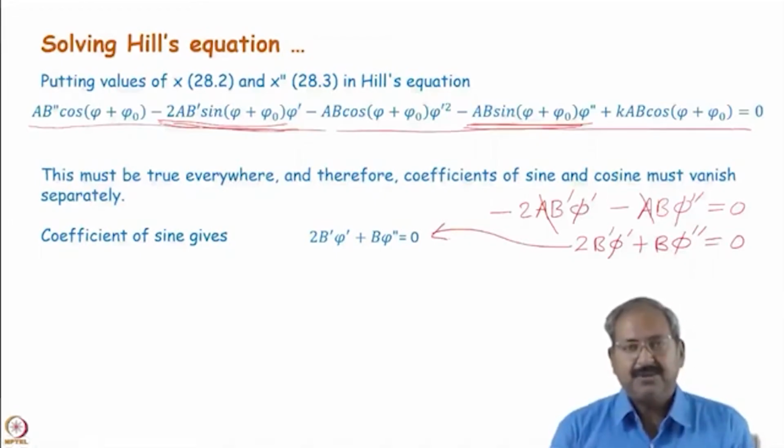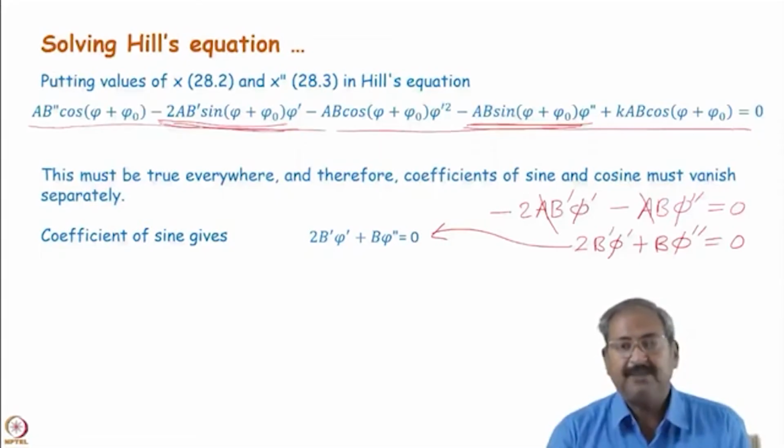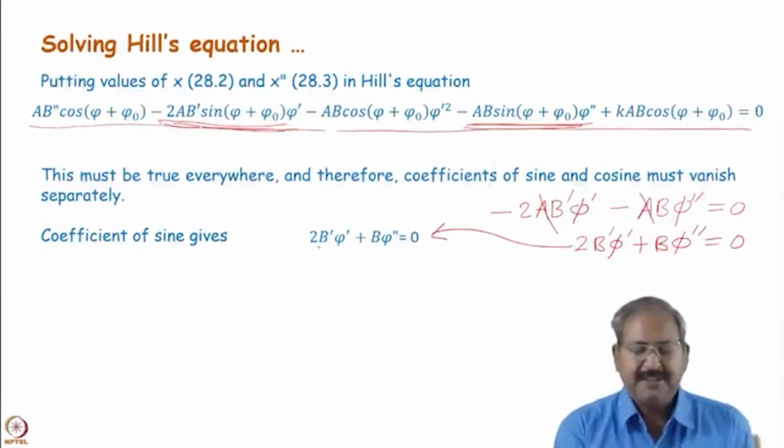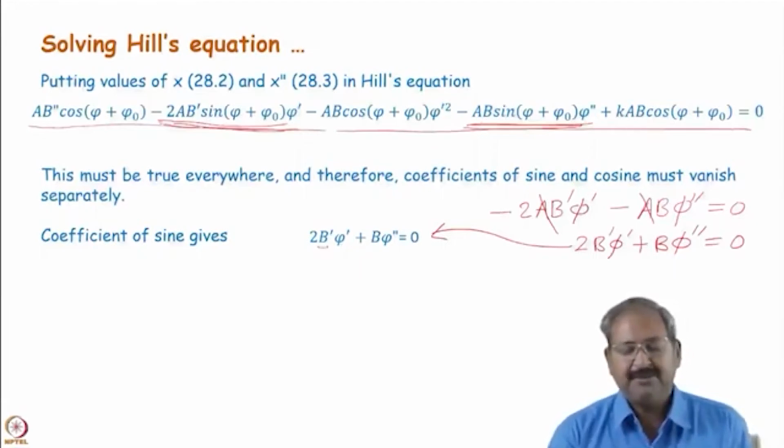Now this equation can give us the relation between the amplitude and phase. B is the amplitude part which depends on s, and phi is the phase of those betatron oscillations. So this equation actually relates amplitude with phase.